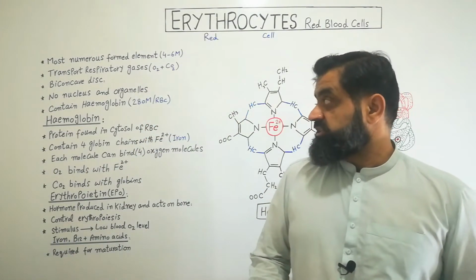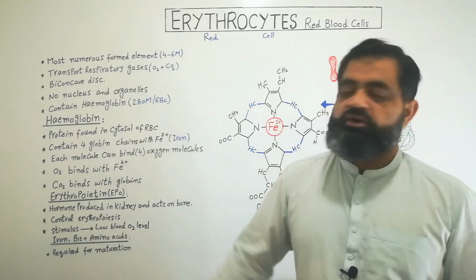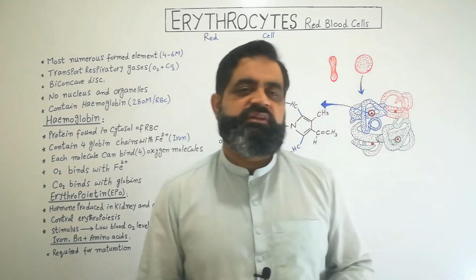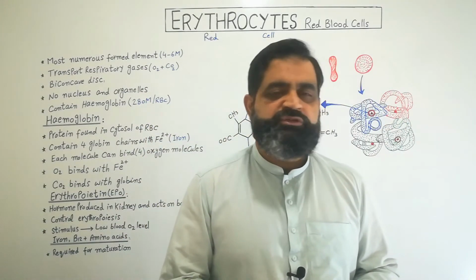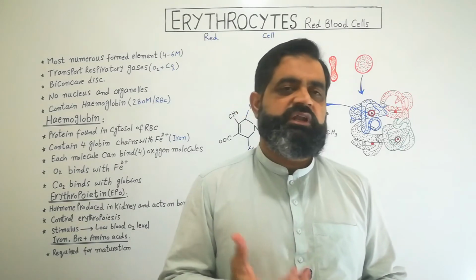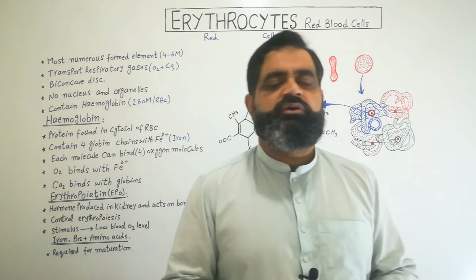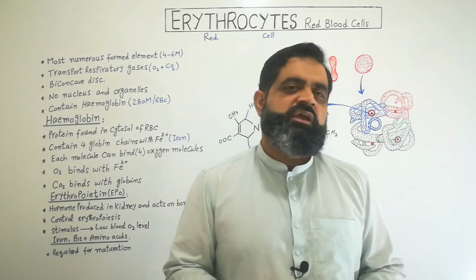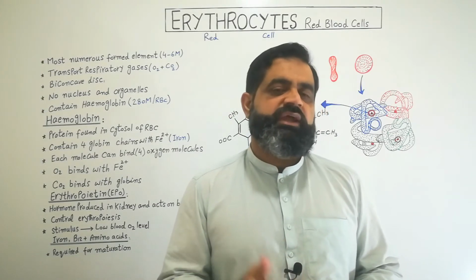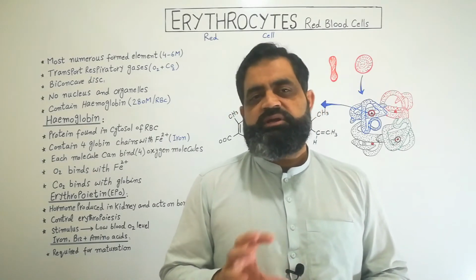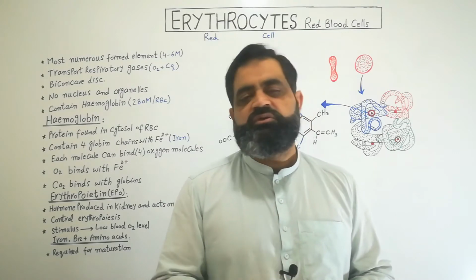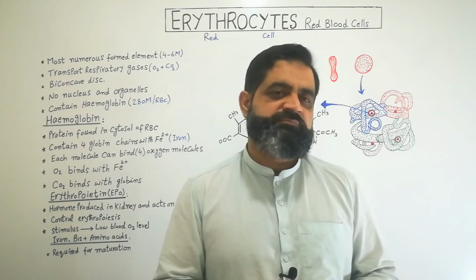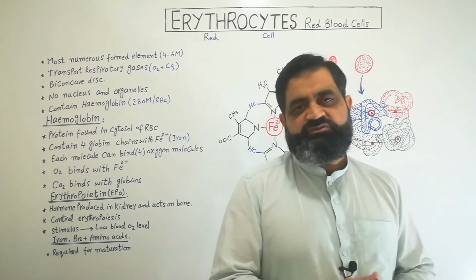The next feature is that they have no nucleus and organelles. As you know, when red blood cells are produced, they have a nucleus and organelles like mitochondria, Golgi complex, and others. But after maturation and development, the erythrocyte loses its nucleus and its organelles. Now why is that so?